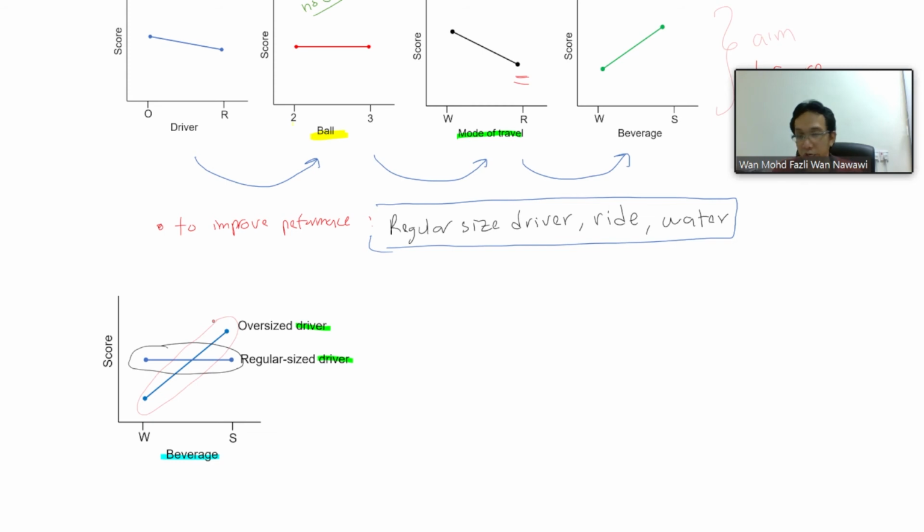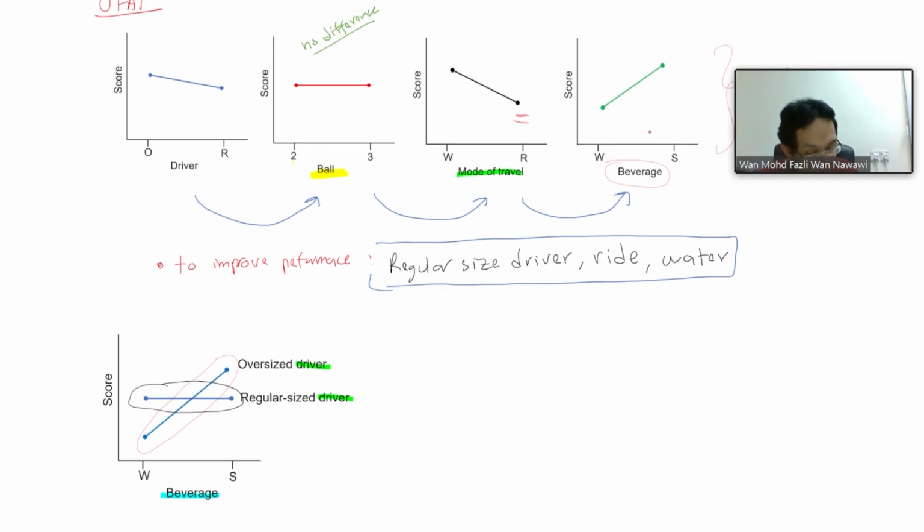So this is interaction. When you have a graph where the lines cross each other like this, then you know there is interaction. So now you cannot simply say that the beverage, as you see from your OFAT, you always get high when you drink the beverage. But when you do DOE, it's not necessarily the case.